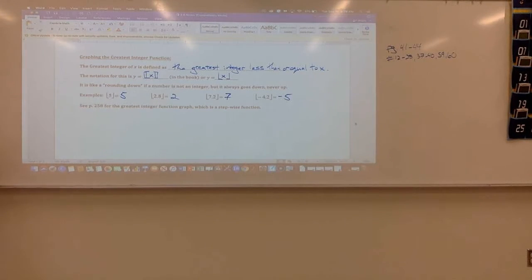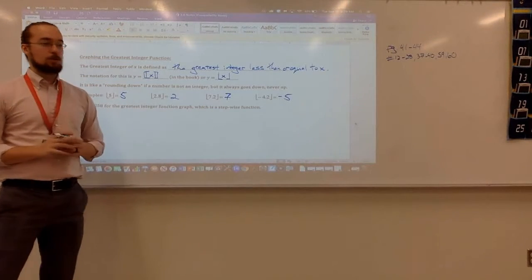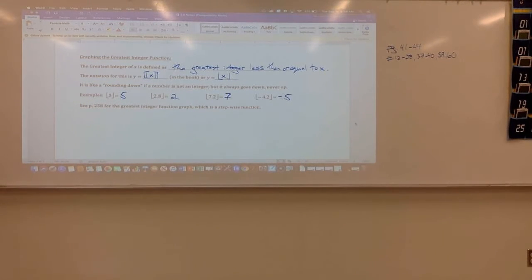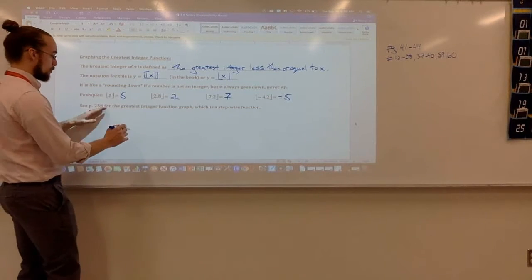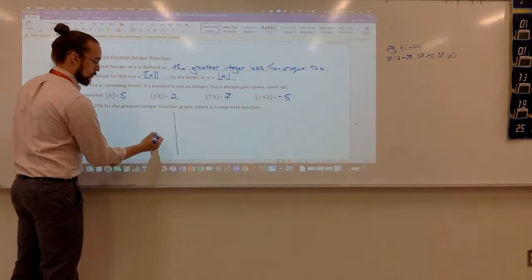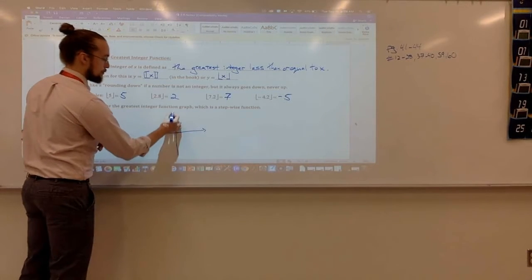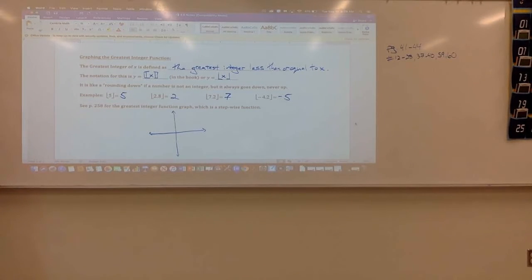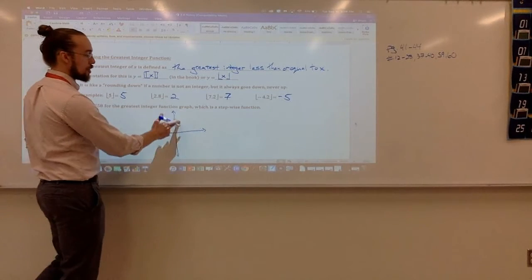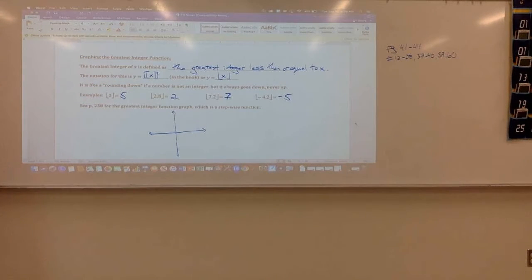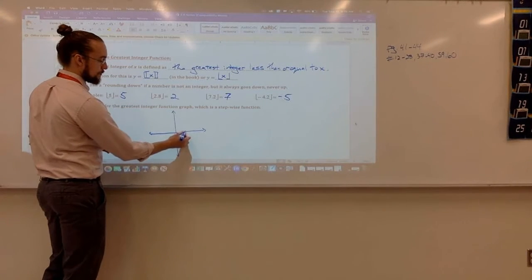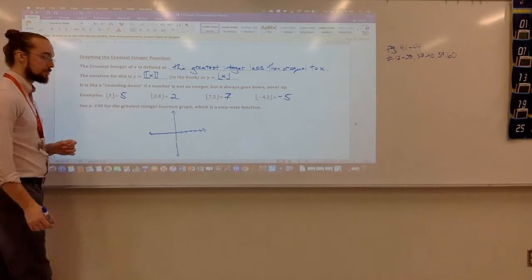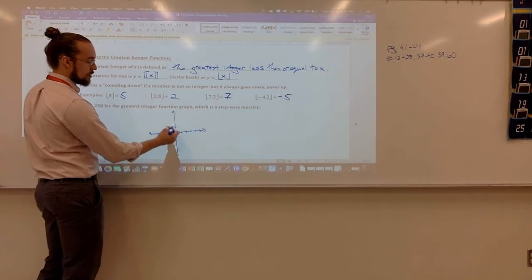Okay? So let's graph this real quick. Let's see what the graph of its step function would look like. We're not going to look it up in the book. We're going to see if we can figure this out ourselves. Alright? So let's just start in the positive. Let's just look at quadrant 1 first and then see if we can expand this to the whole graph. So let's go to 5.